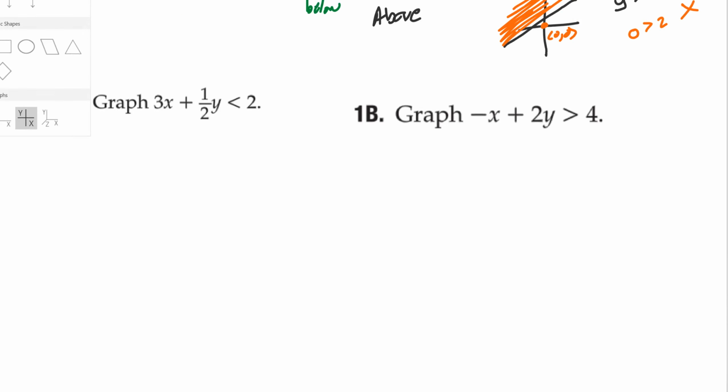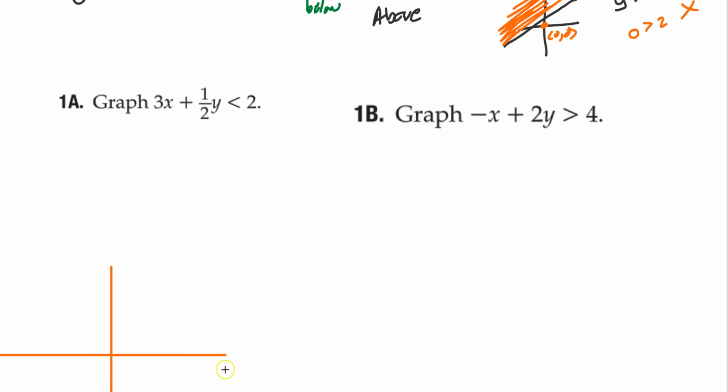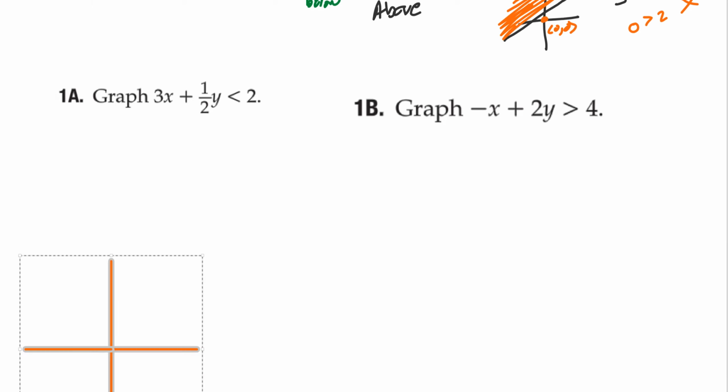Let me add a little chart there. Okay, that's fine, I guess. Let's make it black. There we go. Come on.